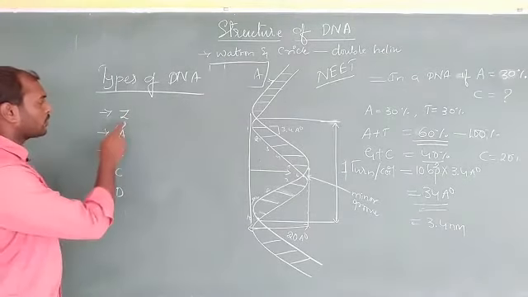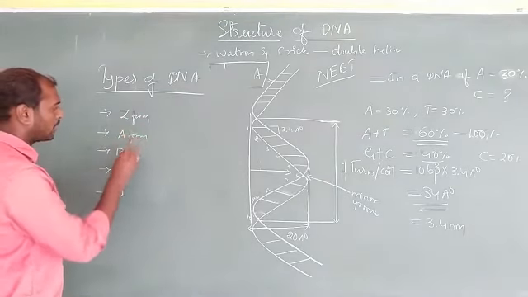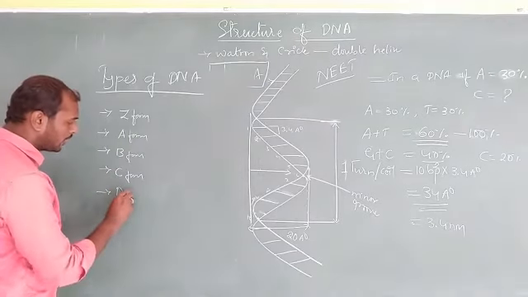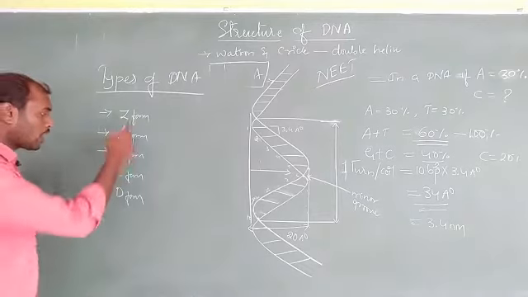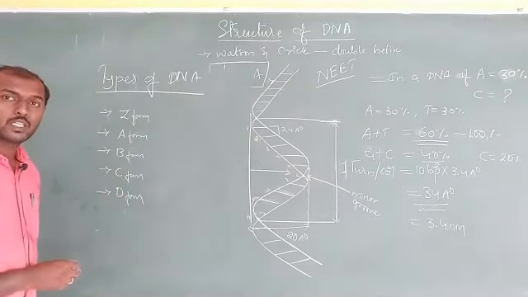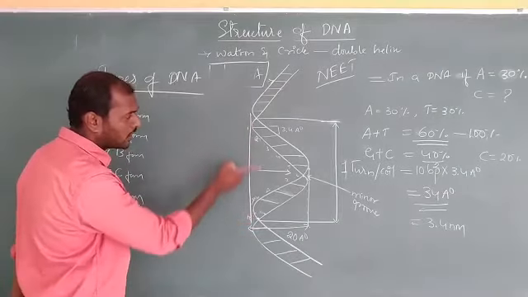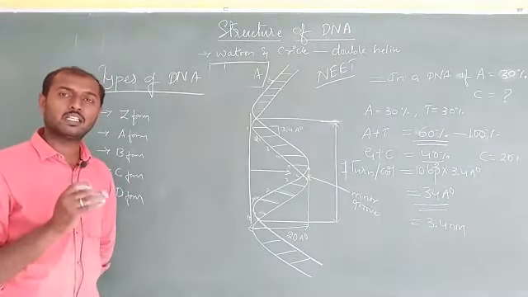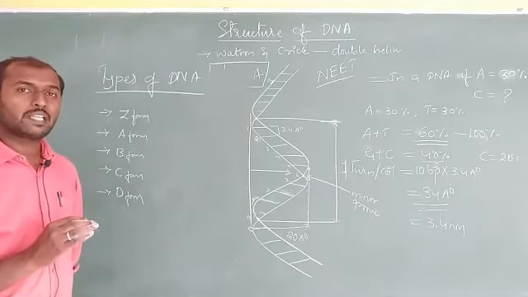That is Z form of DNA, A form of DNA, B form of DNA, C form of DNA, D form of DNA. Okay, so there are different kinds of forms. So how are we going to name them? We are going to name them by using the number of base pairs in a single turn. We look at how many base pairs are there in a single turn, and calculate the DNA types from that.